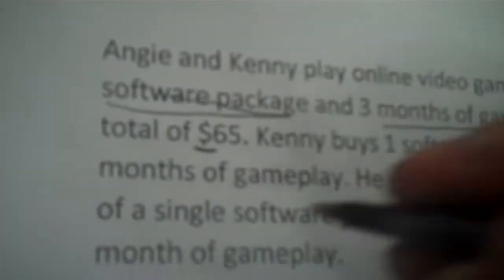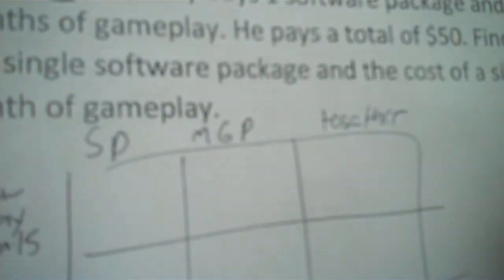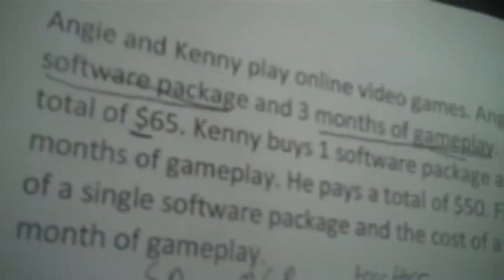So you have the together amount, how many units, per unit, and total. Okay, so software packages, months of gameplay, MGP, then cost and cost. Okay, so together, what's the total together? Well, you got 2 of them. You got 65 and 50. Put them in the order, both of them. So every other box is going to have 2 things that I fill in.